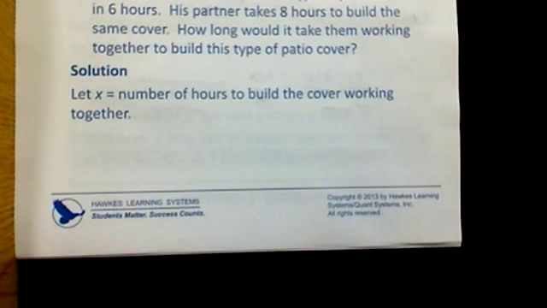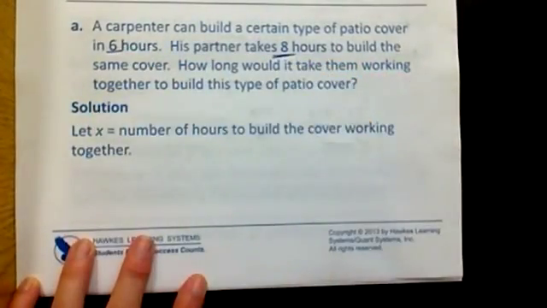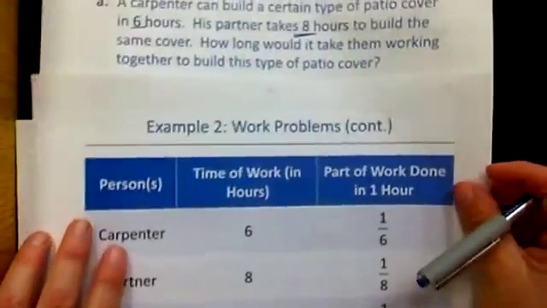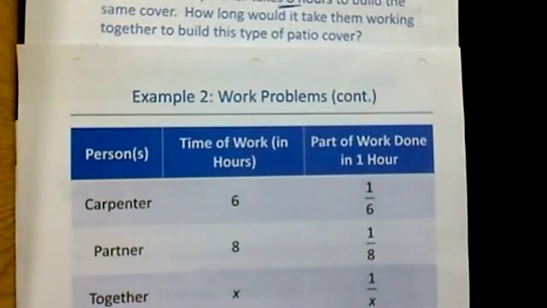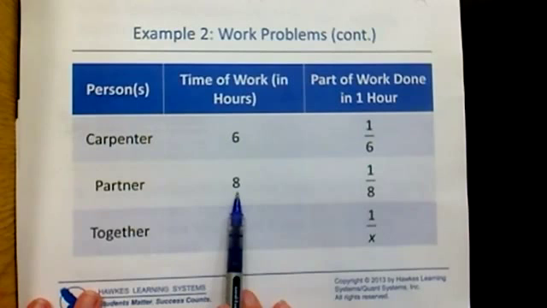So what we need to do is first get how much they work per hour. One can do it in 6 hours, the other one can do it in 8 hours. So if we take that and we chart it, let me see if I can get my chart up here at the same time. I don't think I can. I think they're going to cover each other up. But anyway, the carpenter takes 6 hours. His partner takes 8 hours. Together, it's going to take them x hours to do their project.